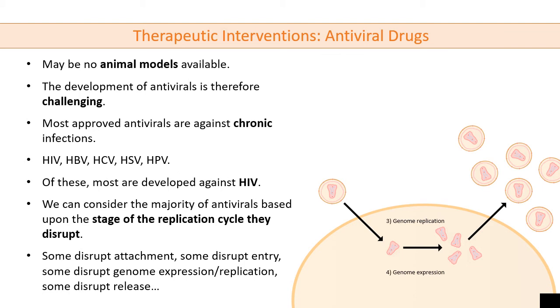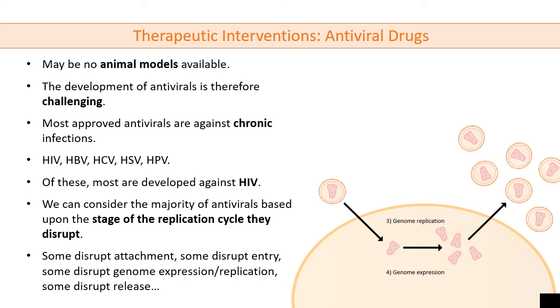Now, it's interesting that of the antivirals we've developed, most of them have been successfully developed against HIV, though a lot of them also work against other chronic viral infections. These antivirals, almost all, work in a similar way to each other in the sense that they target the viral replication cycle. So the successful antiviral drugs successfully disrupt this viral replication cycle.